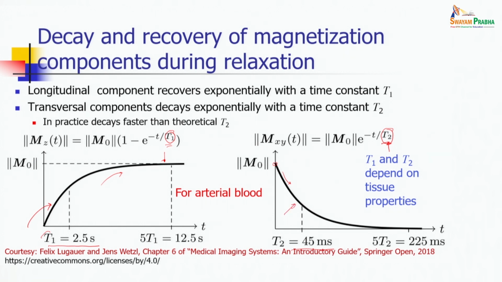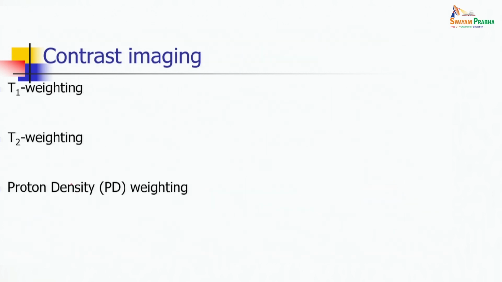So, by this time constant you can see. But this is for arterial blood. If you have any other tissue, these values will vary. So, when we consider contrast imaging using magnetic resonance imaging, we are actually trying to get contrast of this time constant. So, at certain times when we take the image, because of the variation of time constant, the amount of magnetization will vary, and that would indicate different kinds of anatomical variations.